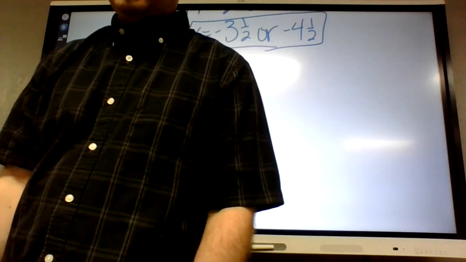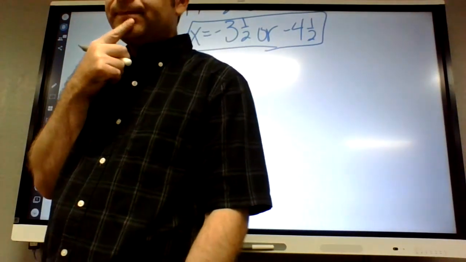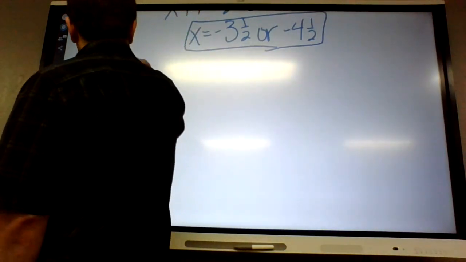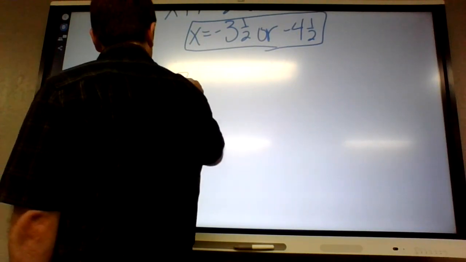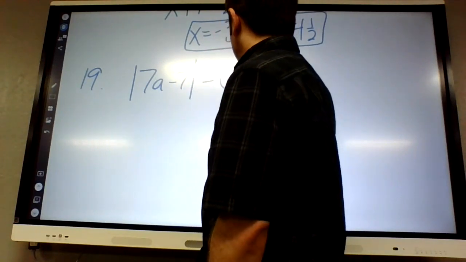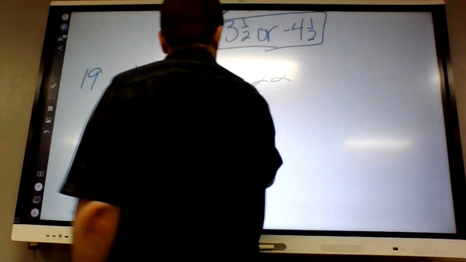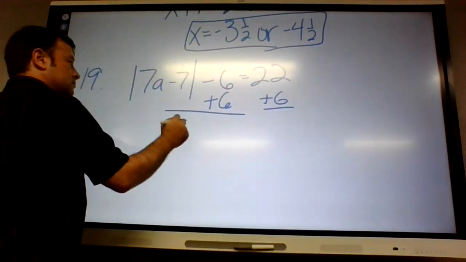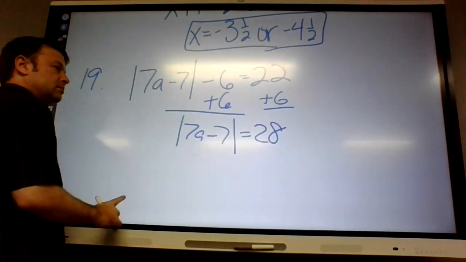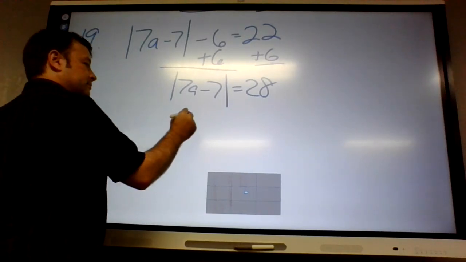Caden, what can we do inside the absolute value on 19? Combine like terms. So 7a minus 7. Okay, you put those a's together, make 7a minus 7 minus 6. Okay, now what should we do? Add the 6 to the other side.